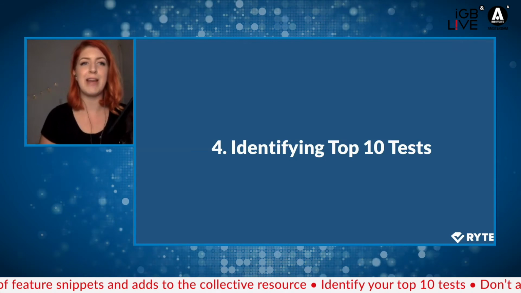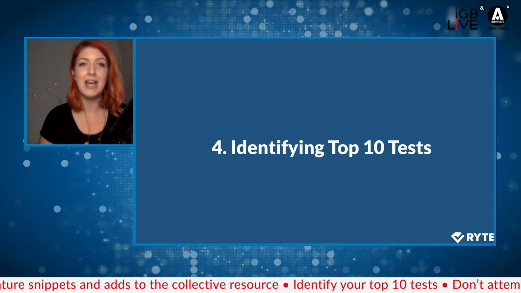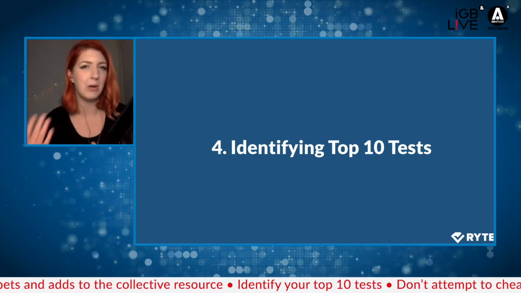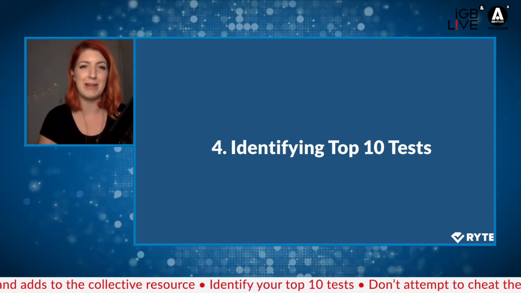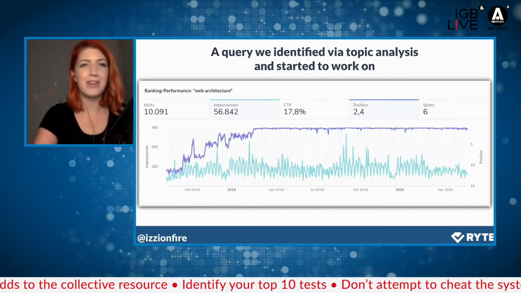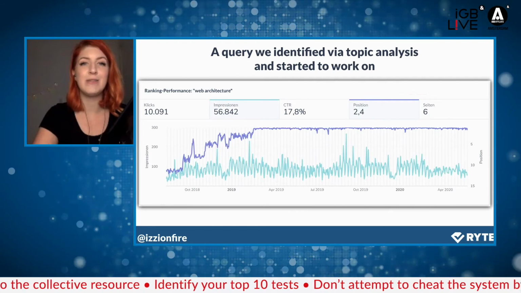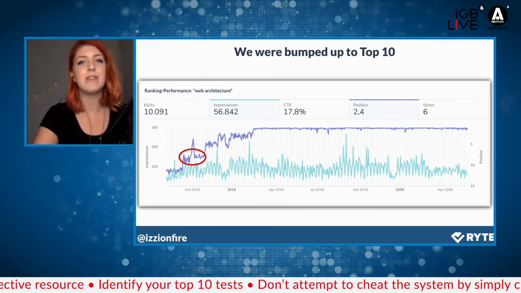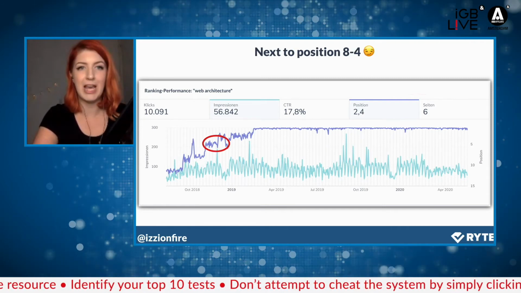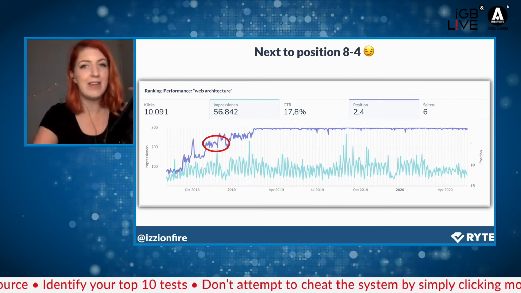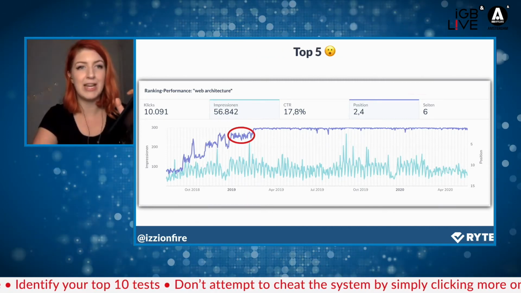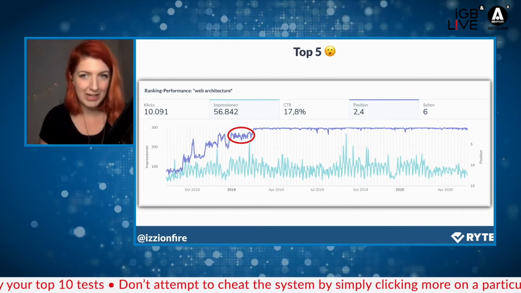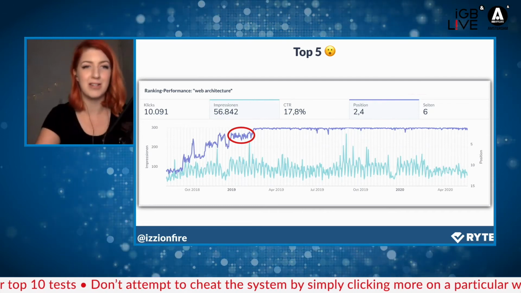And number 4, finally, about identifying those top 10 tests. When Google is wanting to promote you to page 1 to receive that user feedback and evaluate your position, they can then understand if you're the best page for the job. So another query we identified via topic analysis, web architecture. We were bumped up to the top 10 after some hygiene fixes, some on-page optimizations, and then we were tested within the 8 to 4 region quite successfully, and then up to the top 5. At this stage, it's about finding who is the reigning queen. Is my site even a top 1 contender?